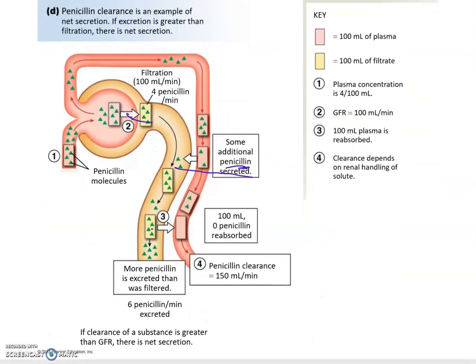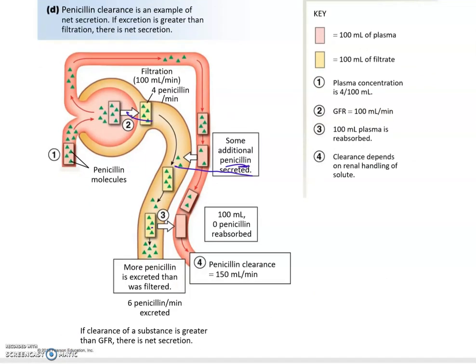Now for penicillin, we have the clearance. Here we have an example of net secretion, the penicillin clearance. We do filter out some at the glomerulus. Some of it stays in the blood. Some will then be secreted, and we have no reabsorption mechanisms. So you do end up with penicillin metabolites that you can measure in the urine.